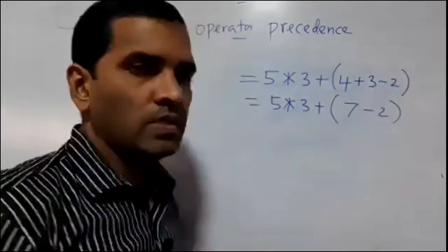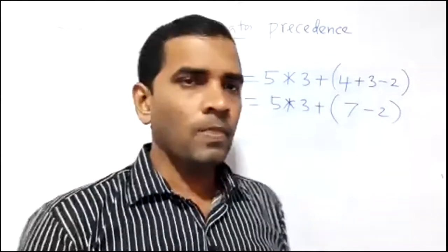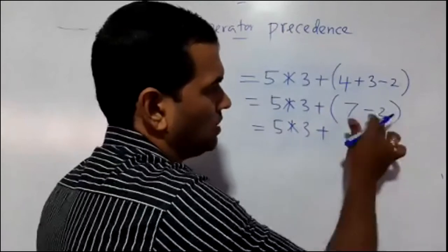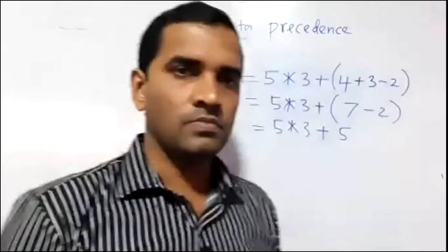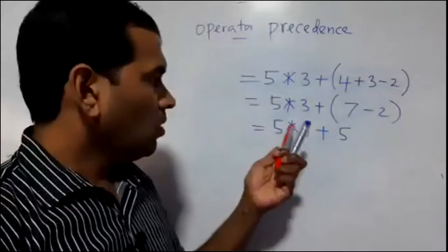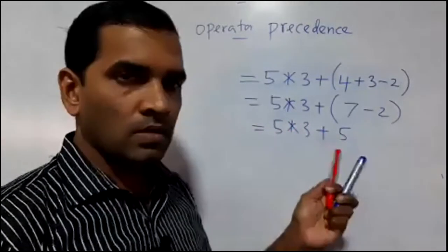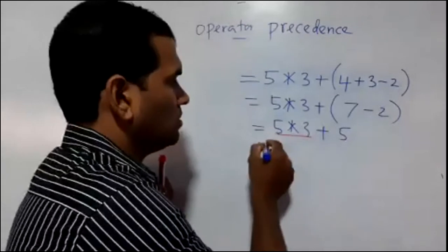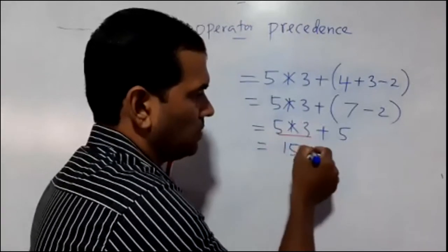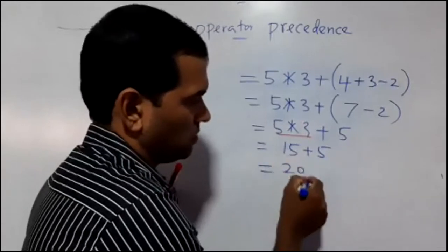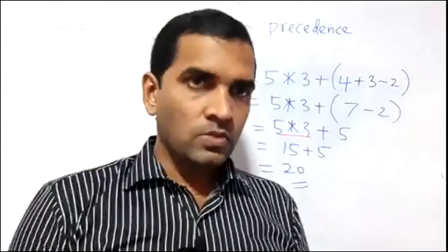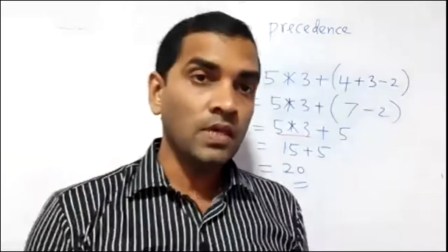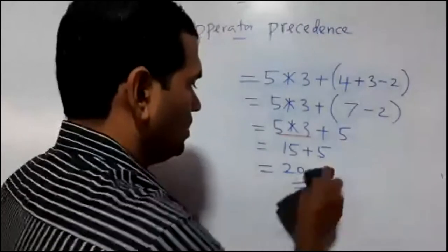Since, sorry, still we have bracket. Okay. So now 7 minus 2 is 5. Right? Okay. Only two operators, plus and asterisk. Which comes first? Asterisk, right? So you need to perform this one. So 5 into 3 is 15 plus 5. This is 20. Okay. So I need one more example or exercise for explaining that same priority idea, right? So let me take another one.